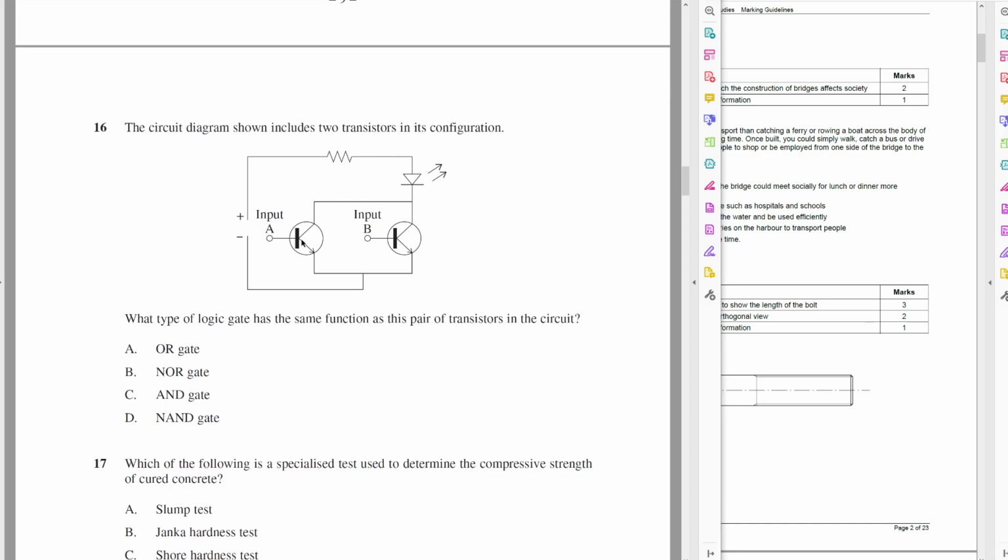So what's going to happen if A is closed? The electricity will flow through that and the light will turn on. If B is on, same thing. If they're both on, the light will work. The only situation where it won't work is if neither of them are on. So we call that an OR gate, which is 16 is A.